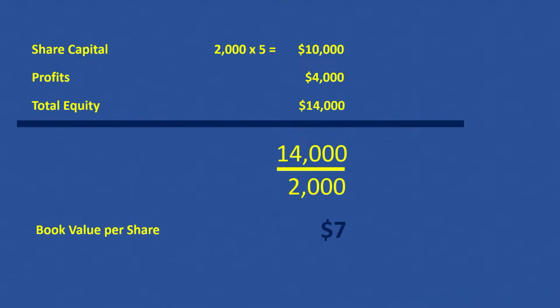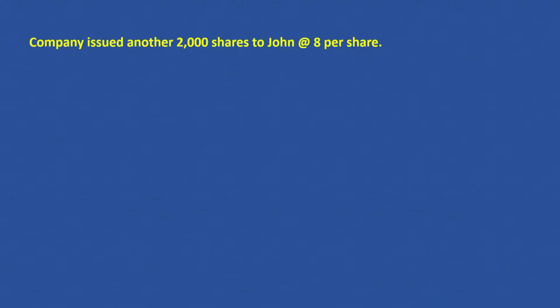So now the company issued another 2,000 shares to a new shareholder, and this time at $8 per share. Now after this issue, Alex will have 2,000 shares and John will also have 2,000 shares. So out of a total of 4,000, each of them will own 2,000, which means that both will be 50% and 50% owners of the company.